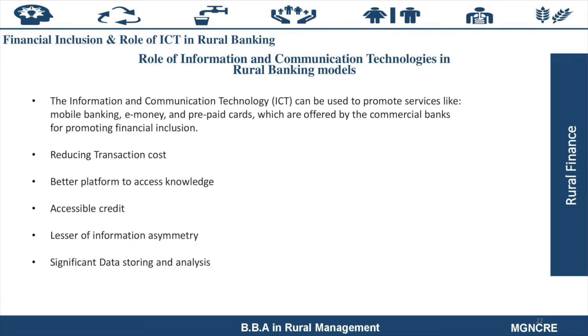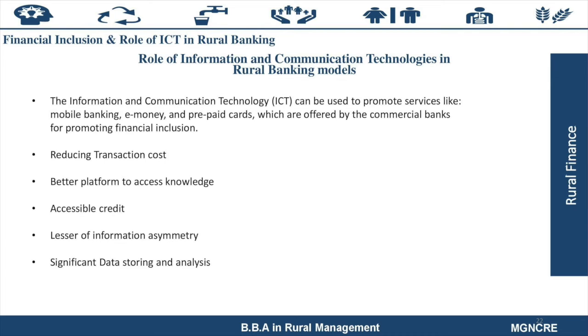Now, next, a better platform to access knowledge, because of the internet facility, mobile banking, and all other banking and financial services that have been transformed into online services. It makes it much easier for everyone to have a better knowledge of how the entire thing works. Along with this, accessible credit, which is the most important part: easy disbursement of loans, and easily anyone can avail a loan, is the best part that has come out of ICT and digitization. Lesser information asymmetry.